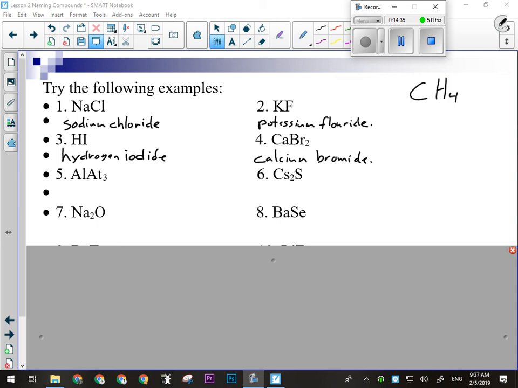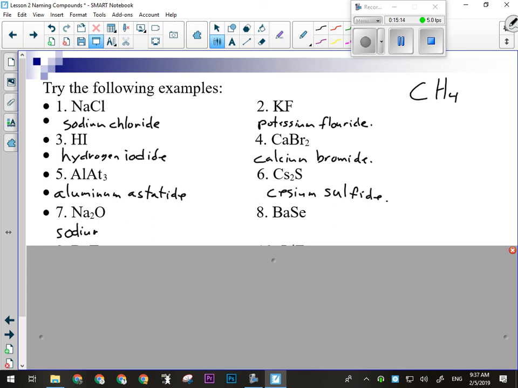Let's have a look at these ones here. For number 5, we have aluminum with astatine, so this is going to be aluminum astatide. Again, remember, no capital letters on these. Question number 6, we've got cesium with sulfur. Again, it doesn't matter the numbers here. This is just going to be cesium sulfide. For number 7, we have Na, which is sodium, with O, which is oxygen, so this is going to be sodium oxide. Again, the numbers don't matter here.